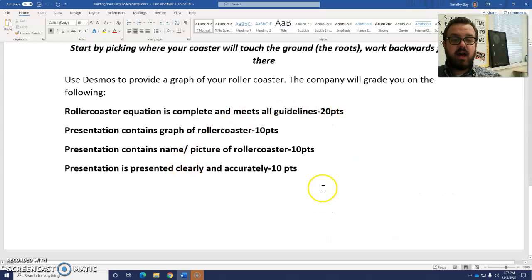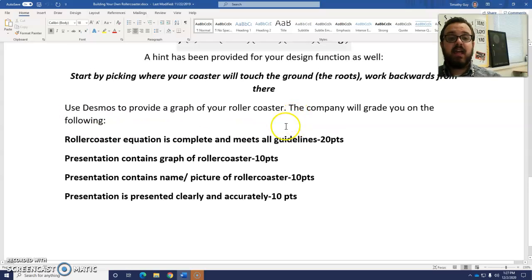Hopefully you saw the breakdown of points here. So basically your roller coaster, you need to have an equation. It needs to meet all the guidelines. I am okay with you leaving the equation in factored form. Just make sure you have that all written out for me, and then it meets all the guidelines.